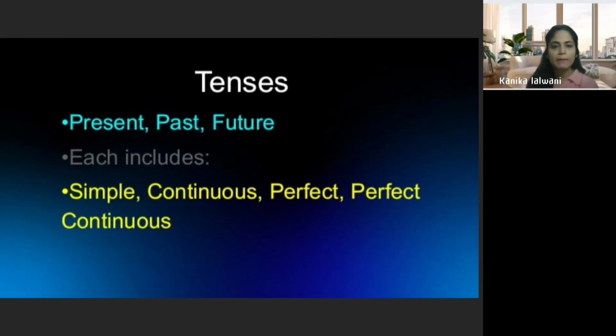After understanding parts of speech, we move to tenses, which tell us the time of an action. In present tense, we learn simple, continuous, perfect, and perfect continuous forms. Similarly, in past tense and future tense, we study all four forms. Tenses are very important because they help us express actions clearly in time.